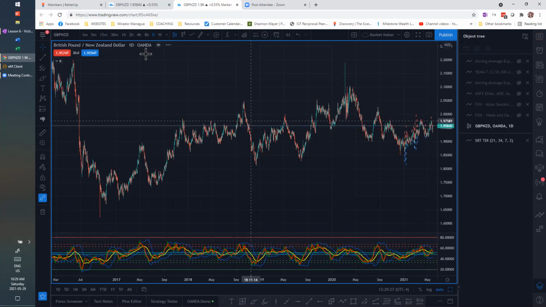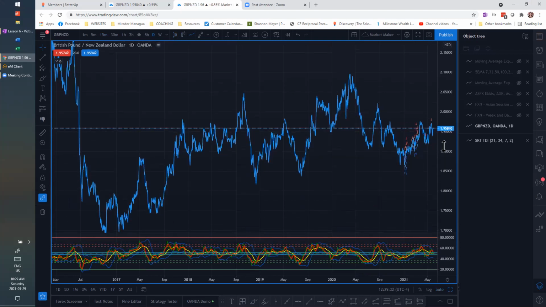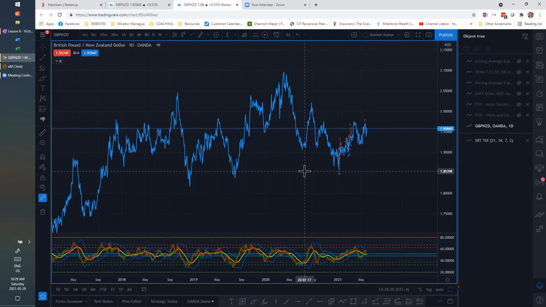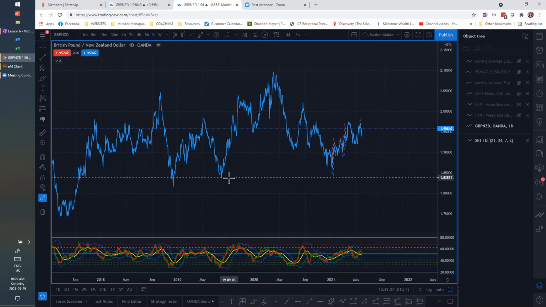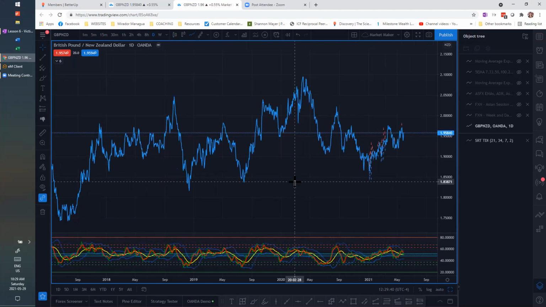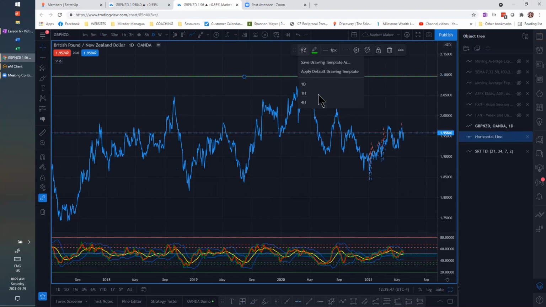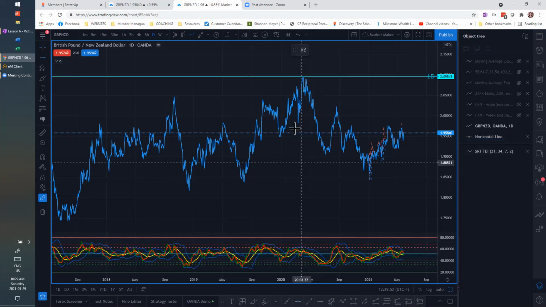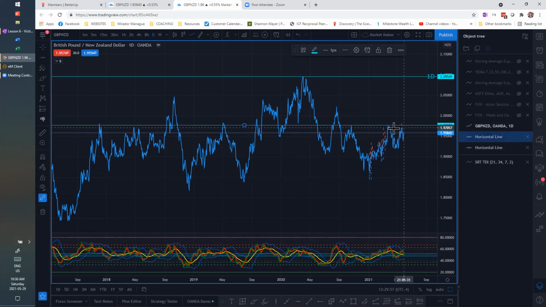So starting out on the daily, I would usually get rid of the candles. And then I'm just going to start looking for zones on here that look fairly strong on the daily level and start putting in some levels. So up here, change that to a daily. There's a zone in here. What I'm looking for is multiple touches on that same area.